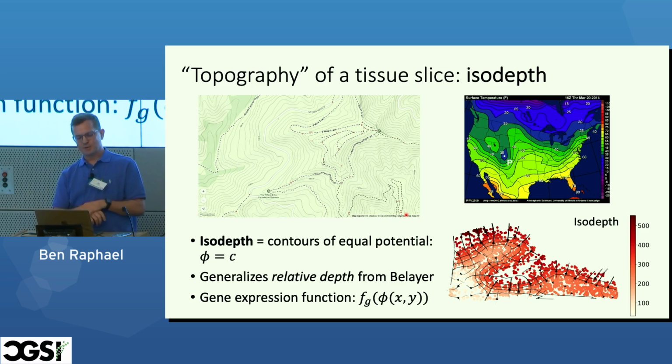And so following this terminology, we're going to call this coordinate for our tissue slice the isodepth. These curves of constant coordinate, right? Location within our tissue. So this is sort of a generalization of what we had before. And then we can find the gene expression function for a given gene as a function of this one magical coordinate, the isodepth. Okay, so we get the topography of the tissue slice.